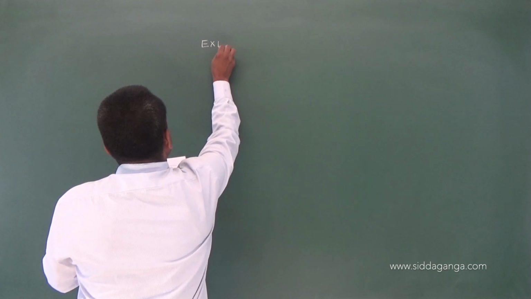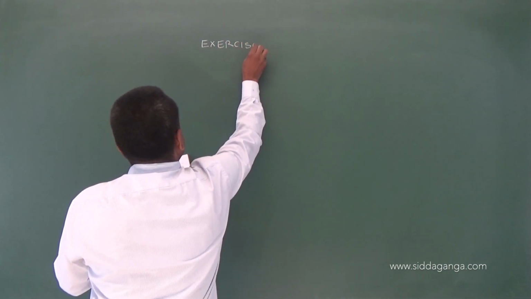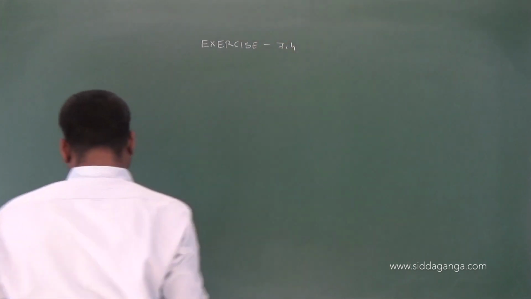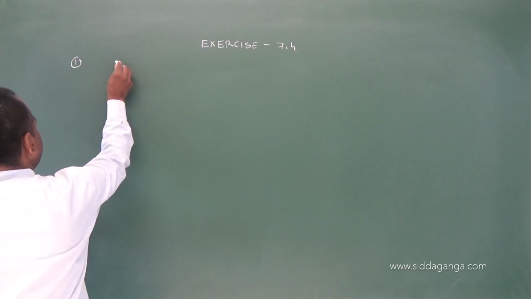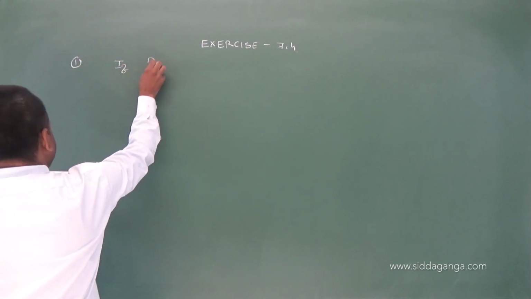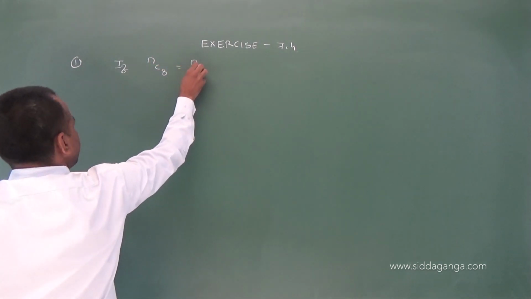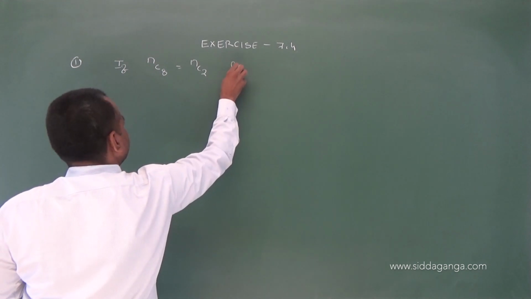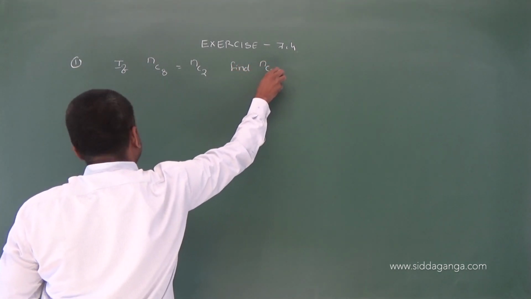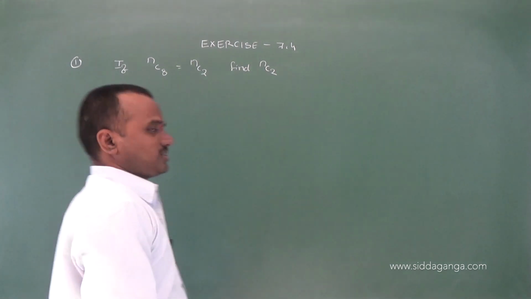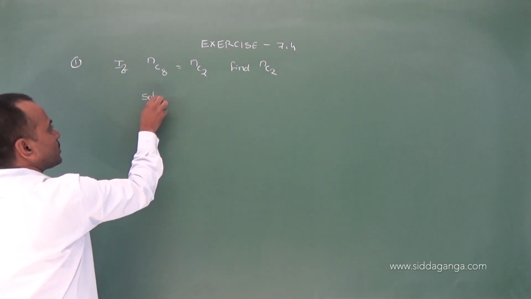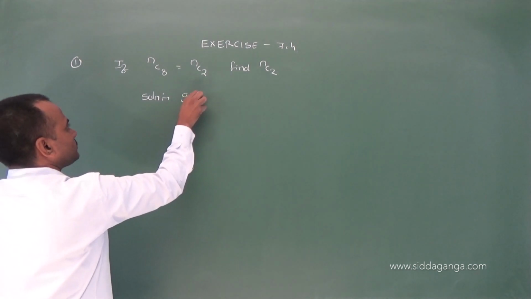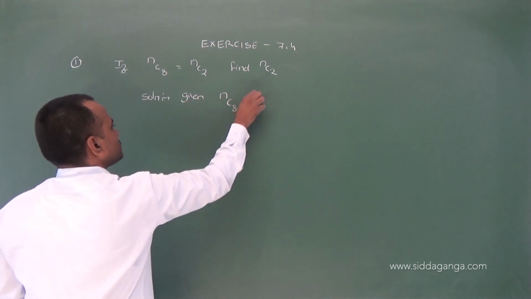Exercise 7.4. First problem. If NC8 is equal to NC2, find NC2. Solution. Given NC8 equals NC2.